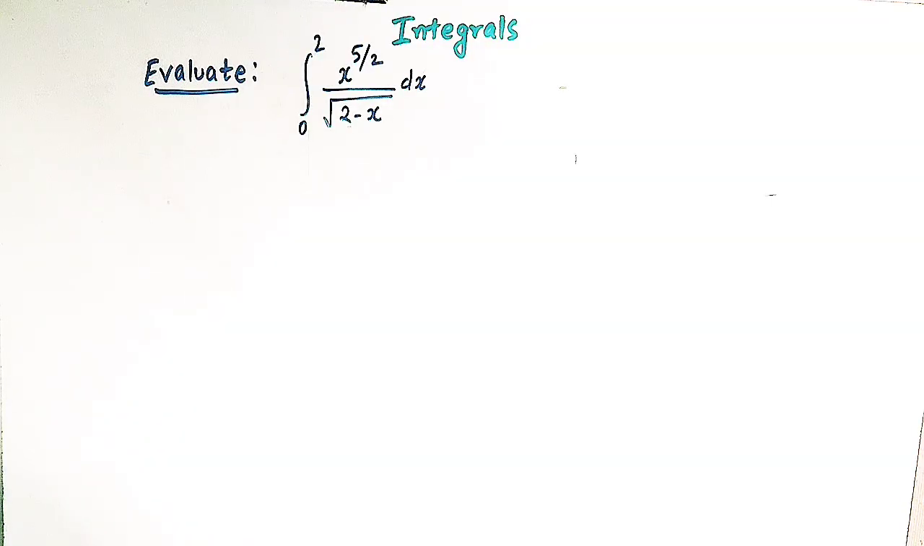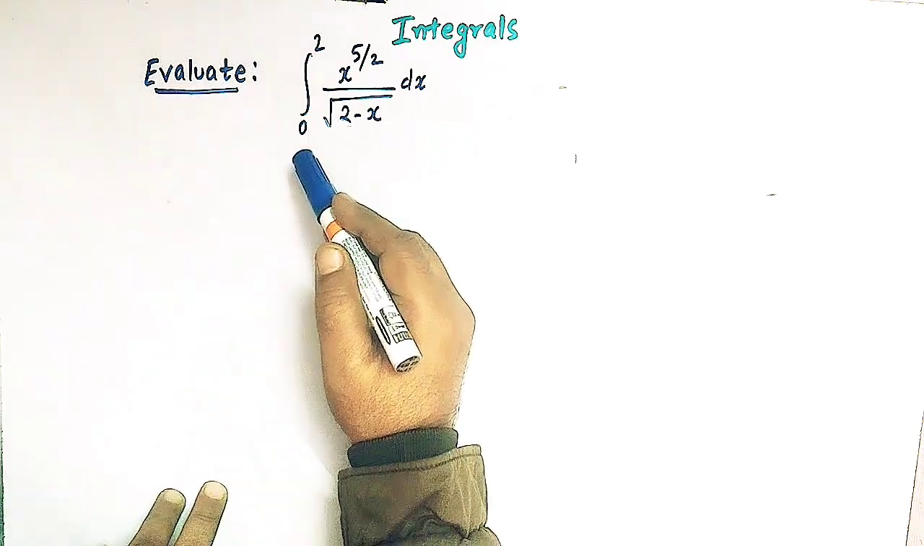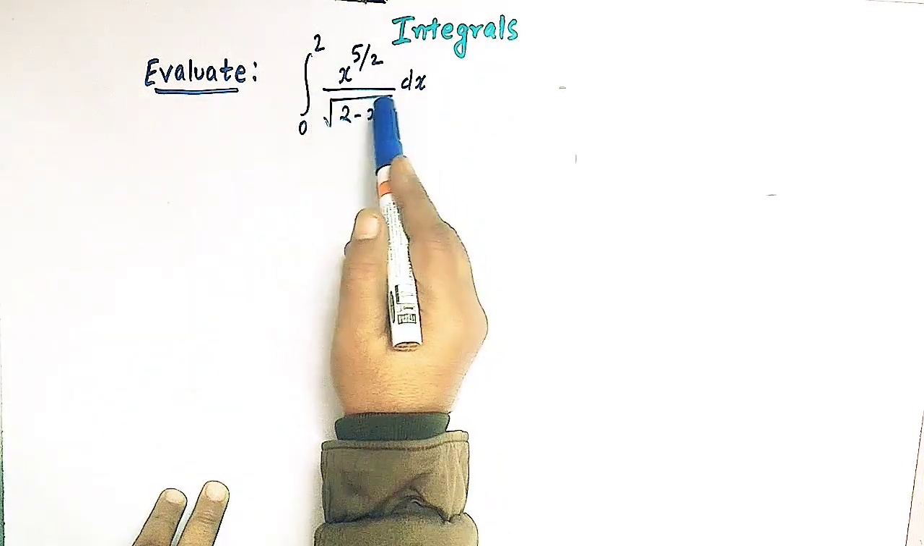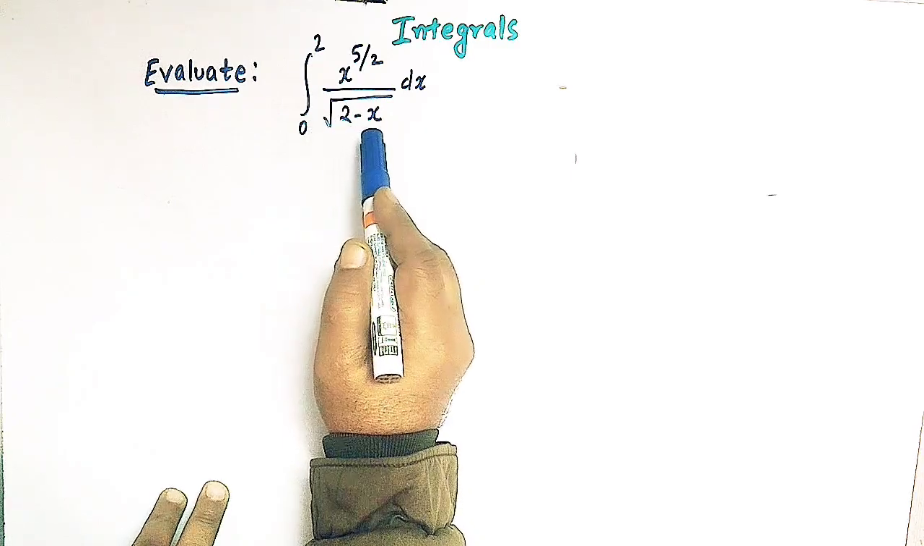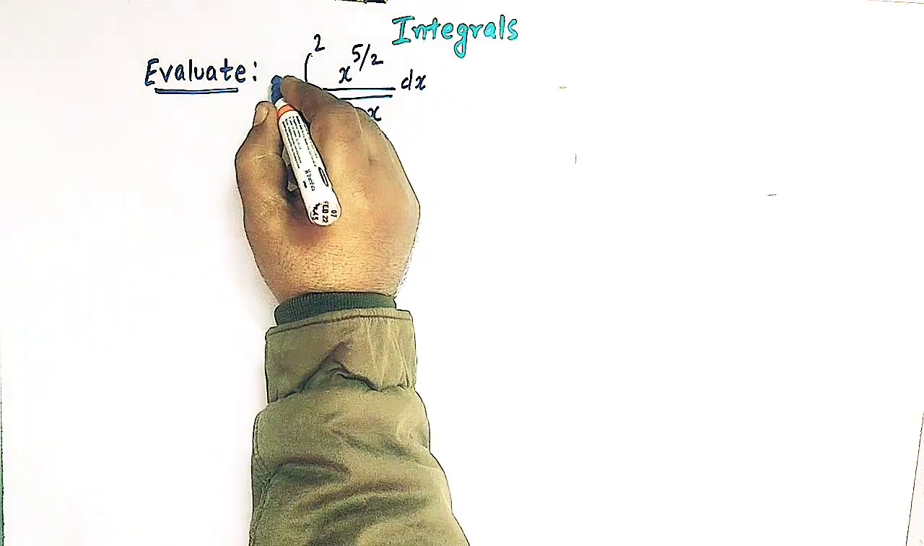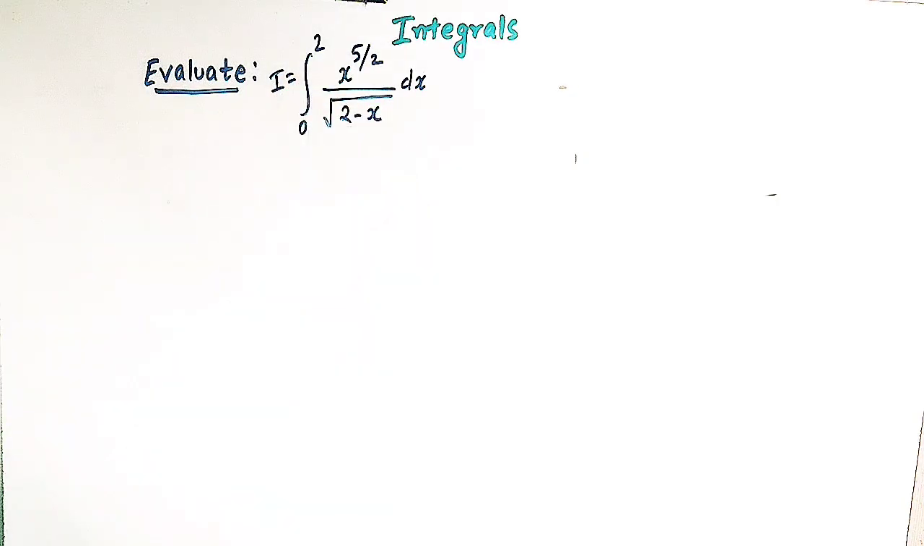Hello viewers, in today's session we have another important and interesting problem from beta gamma functions, and here we are going to evaluate this integral from 0 to 2 of x raised to 5 over 2 divided by square root of 2 minus x dx with the help of some concepts from beta and gamma functions. So let us start. Let us first take this integral as I.